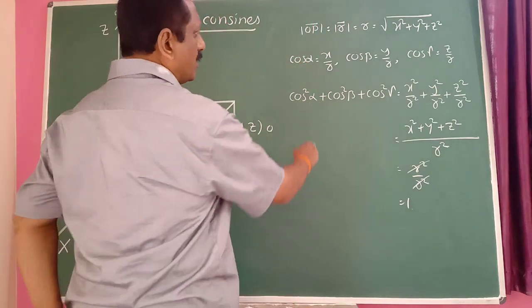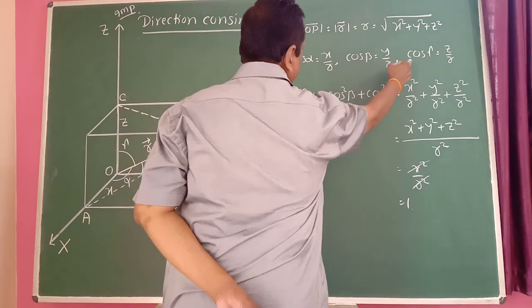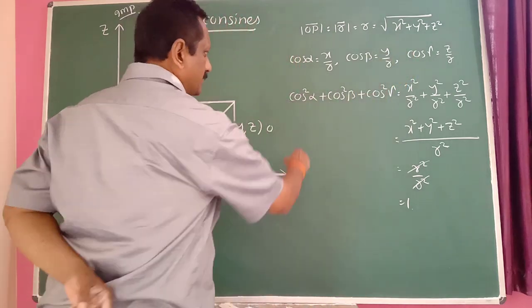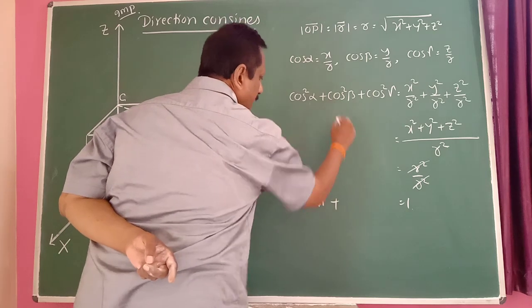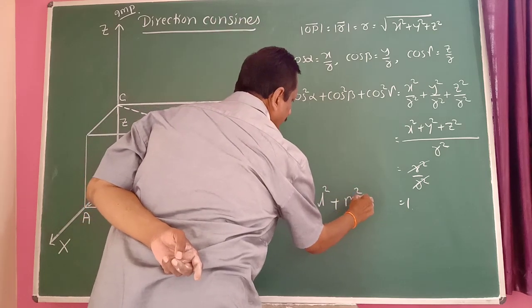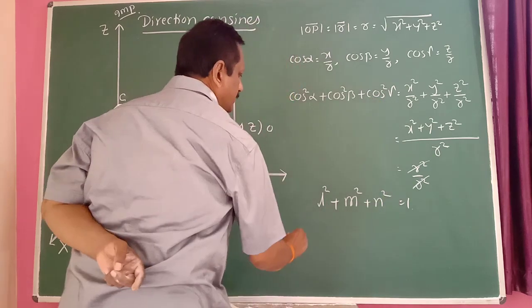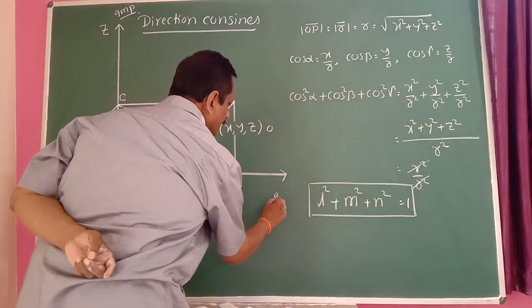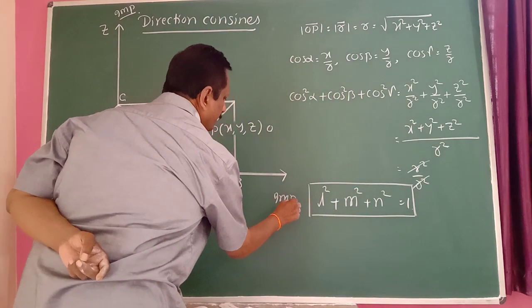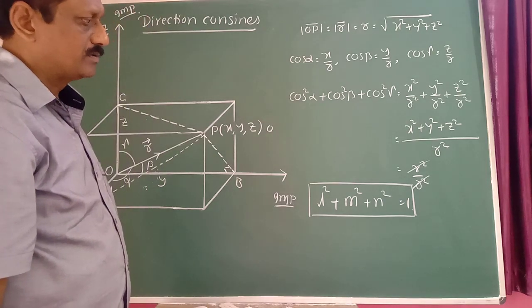And you know that cos alpha is denoted as l, cos beta denoted as m here, cos gamma denoted by n. Hence l square plus m square plus n square is equal to 1 here. So this is an important result here. This is an important result. l square plus m square plus n square is equal to 1.